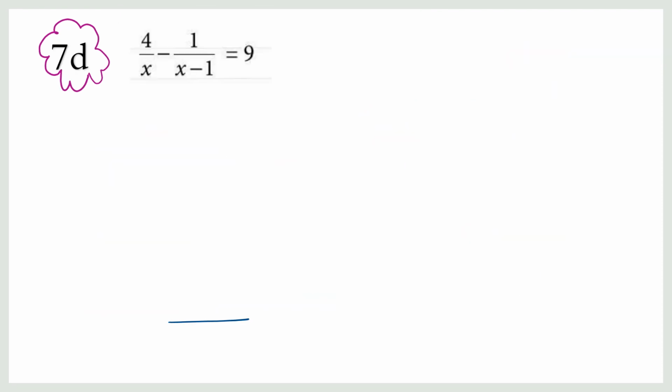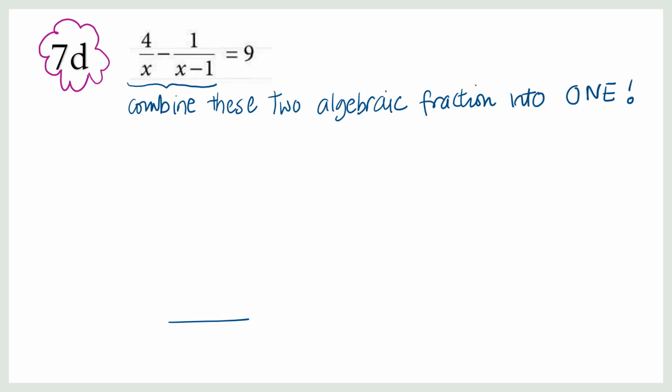Okay, let's look at another question here. You're given two fractions on the left-hand side. So what we're going to do is combine these two algebraic fractions into one. The common denominator will be x(x - 1).